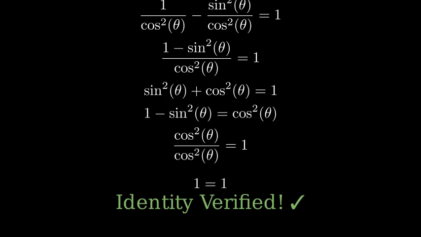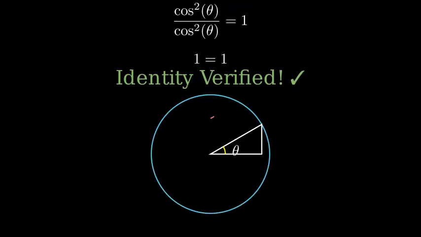To visualize this relationship geometrically, let's look at a right triangle on the unit circle. The secant represents the distance from the origin to where the angle's terminal side intersects the circle, divided by the adjacent side. The tangent represents the ratio of the opposite side to the adjacent side. This geometric relationship helps explain why secant squared minus tangent squared equals 1.